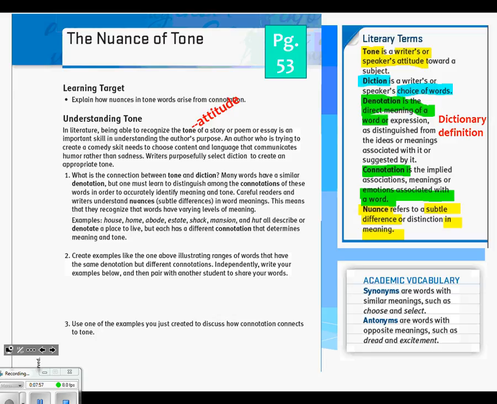What is the connection between tone and diction? Many words have a similar denotation, but one must learn to distinguish among the connotations of these words in order to accurately identify meaning and tone. Careful readers and writers understand nuances, subtle differences in word meanings. This means that they recognize the words that have varying levels of meaning.